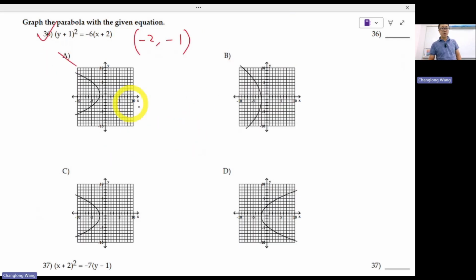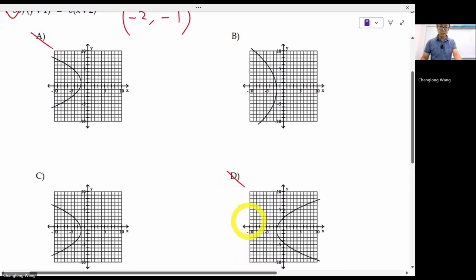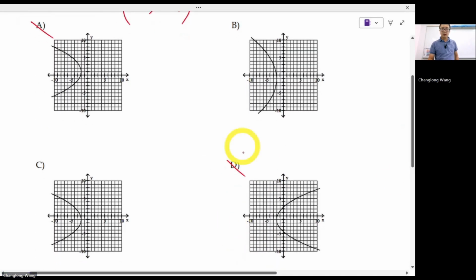So now if you're down to a B and a C, do you see any difference between these two? Unfortunately, they have the same exact vertex, right? The same exact direction of opening, right? But I think you can see that letter B opens a lot wider. That means if you remember something called the latus rectum, you can try that. But if you don't remember what it is, take a look at some special points on the graph.